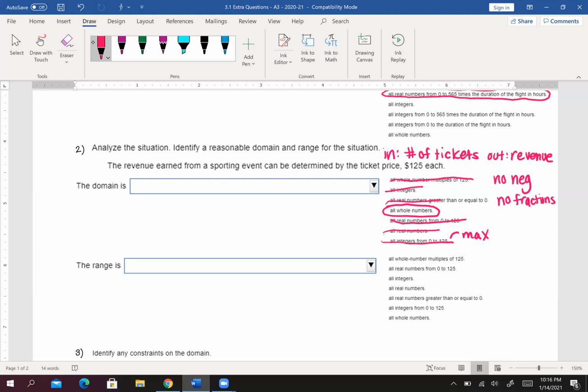And the last one here, the range. Now thinking it through, we would take the number of tickets and we would multiply it by $125 each. So we're taking all the whole numbers and multiplying it by 125. That first answer looks good to me. If you're taking all the whole numbers and multiplying it by 125, that means the outputs, the range, is just going to be all the whole number multiples of 125. If you wrote it out, it'd be 0, 125, 250, etc.